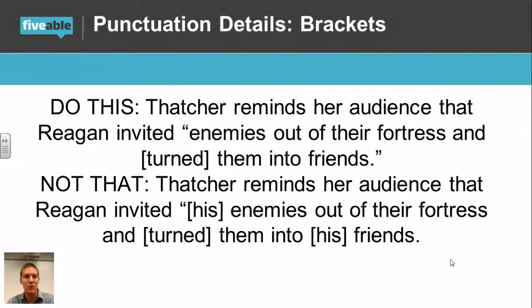But this is too many, so let's look at what not to do. Don't go overboard if this is a new skill that you want to start to practice. Do it very sparingly. So don't do this. Thatcher reminds her audience that Reagan invited his enemies out of their fortress and turned them into his friends. One bracket is certainly enough, right? Don't feel like this doesn't make your sentences stronger. You can do everything we talked about all day today, and just make sure you're following rules 1, 2, and 3, and you're fine. But if you wanted to do this, if you want to slightly change a tense or maybe a pronoun to fit your sentence, this is the way to do it effectively and correctly.